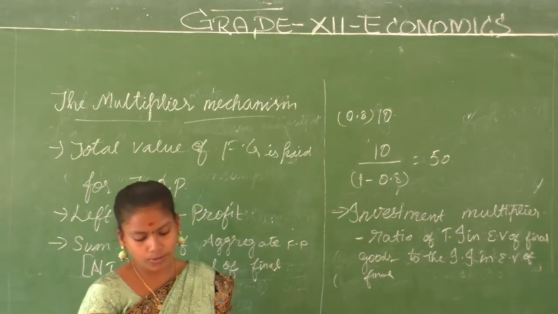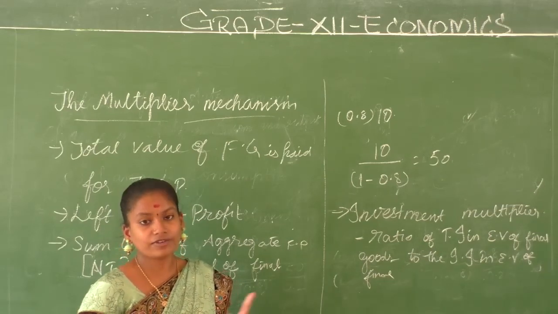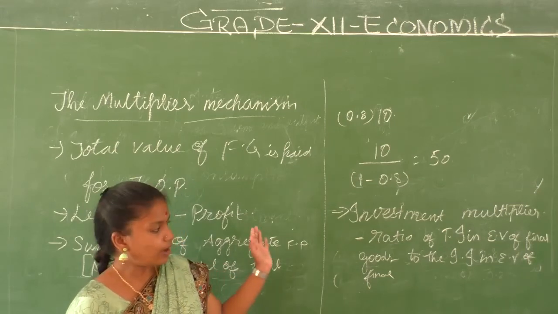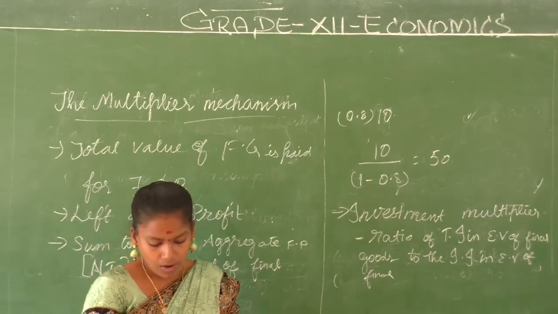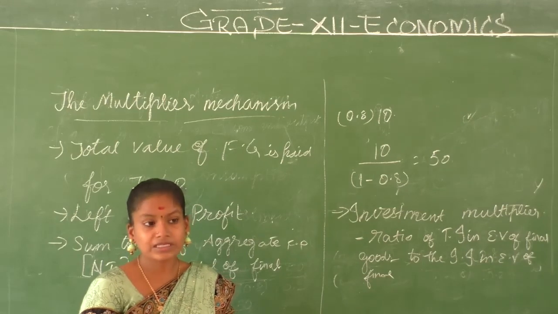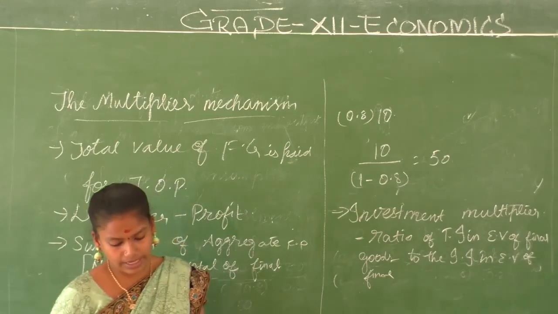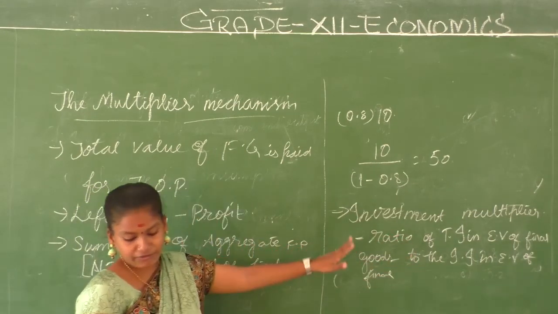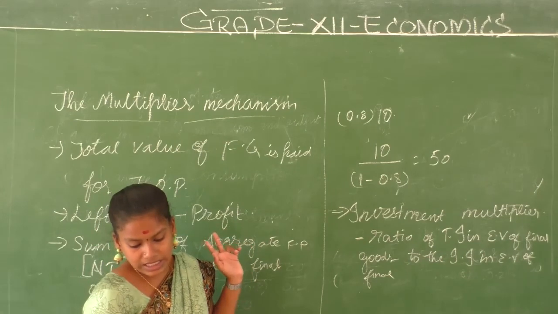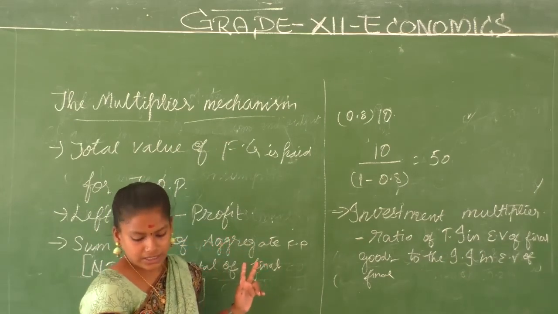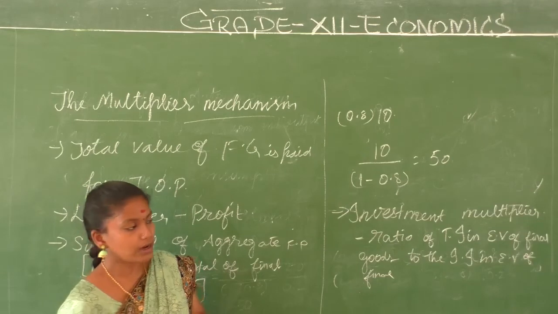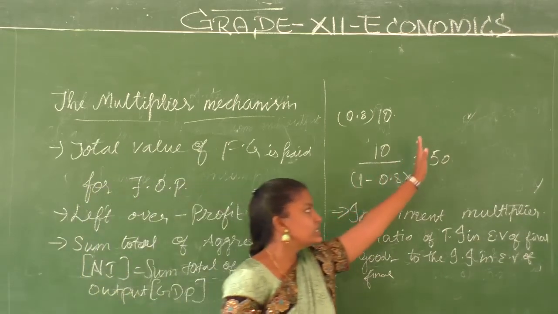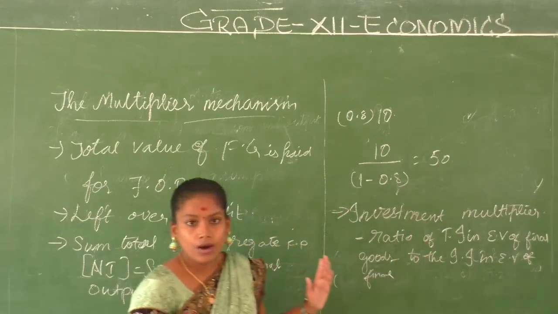So 10 and 0.8 represent the values of delta I dash, which is equal to delta A dash, and MPC. So you are going to apply it in the formula and find out what is going to be the saving. Where delta Y is the total increment in final goods output, and C is equal to MPC. Observe that the size of the multiplier depends on the value of C. If this changes, this value also will change.